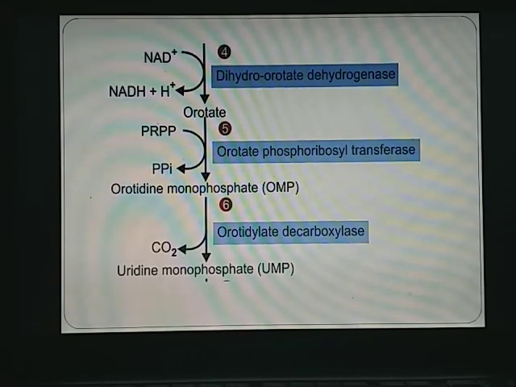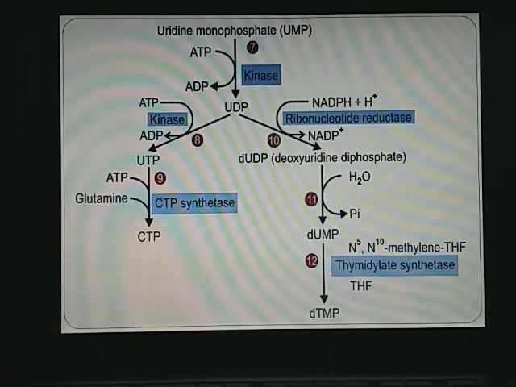This orotic acid takes a molecule of ribose 5-phosphate from phosphoribosyl pyrophosphate in presence of enzyme orotate phosphoribosyl transferase to form orotidine monophosphate. Orotidine monophosphate undergoes decarboxylation in presence of enzyme orotidylate decarboxylase to form uridine monophosphate. Uridine monophosphate is converted to uridine diphosphate in presence of enzyme kinase by utilizing a molecule of ATP. This uridine diphosphate is again converted to uridine triphosphate in presence of enzyme kinase by utilizing a molecule of ATP.